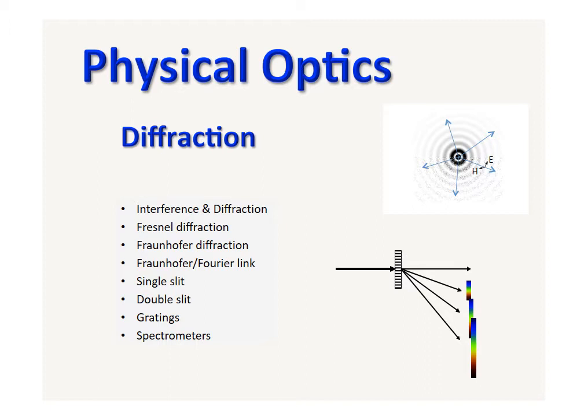We'll look at simple systems: a single slit, a double slit, and then gratings, which are made of many slits. We'll look at how these gratings can be used in spectrometers.